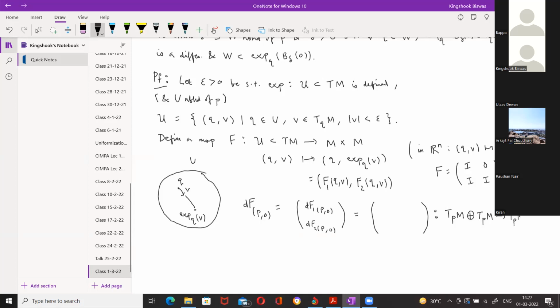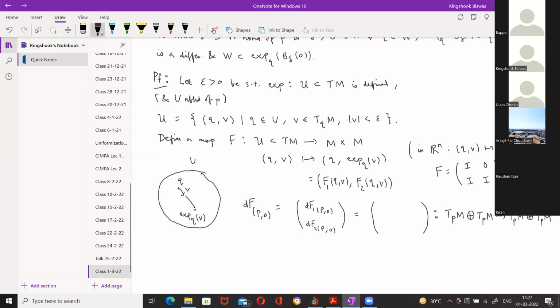Is this clear? Yes. Because what is the image of (P, 0)? (P, 0) maps to (P, P), right? So the tangent space to M cross M at (P, P) is T_P M direct sum T_P M. So this becomes a self map from T_P M direct sum T_P M to itself, okay?